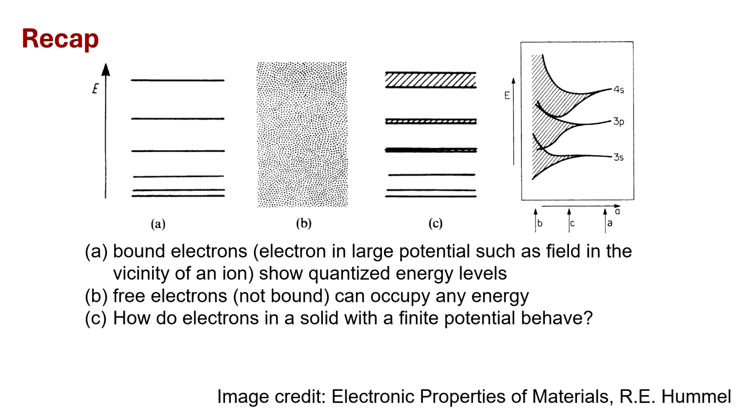So, what we did was A and B: A is about the bound electrons, for example in large potential, which show quantized energy levels. B is for free electrons which are not bound, which can occupy any energy, and C is what we get for materials, that is, how do electrons in a solid behave in a lattice with finite potential.